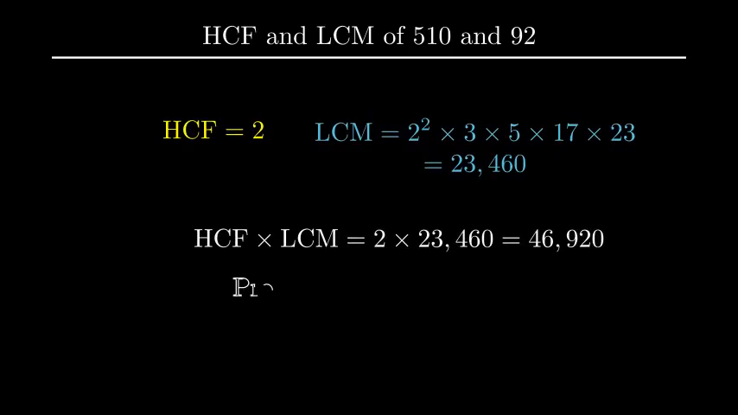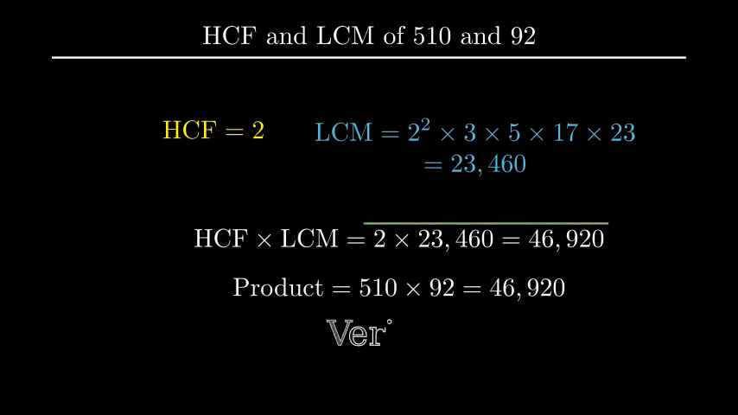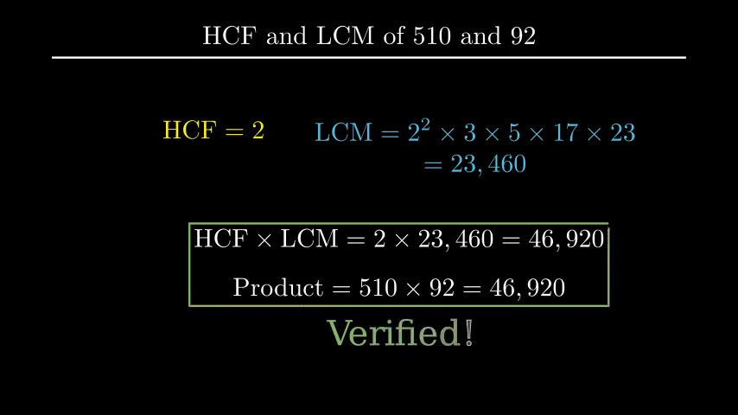Calculating, 4 times 3 is 12, times 5 is 60, times 17 is 1020, times 23 equals 23,460. Verification, HCF times LCM equals 2 times 23,460, which is 46,920. The product of the two numbers, 510 times 92, also equals 46,920. The property is verified.